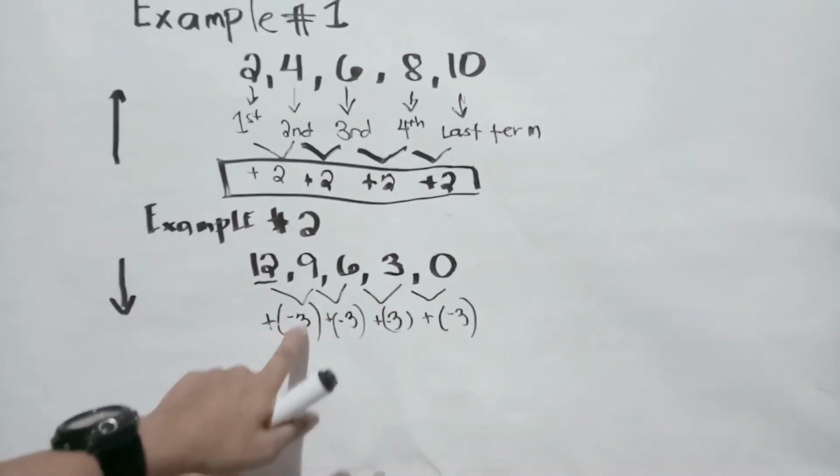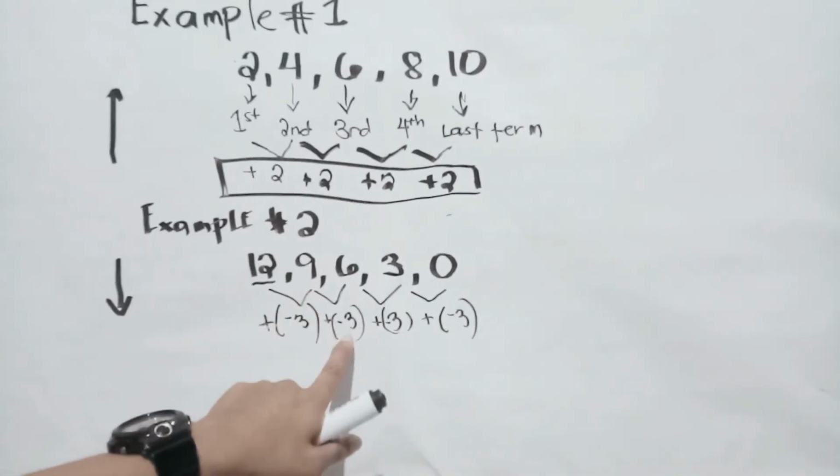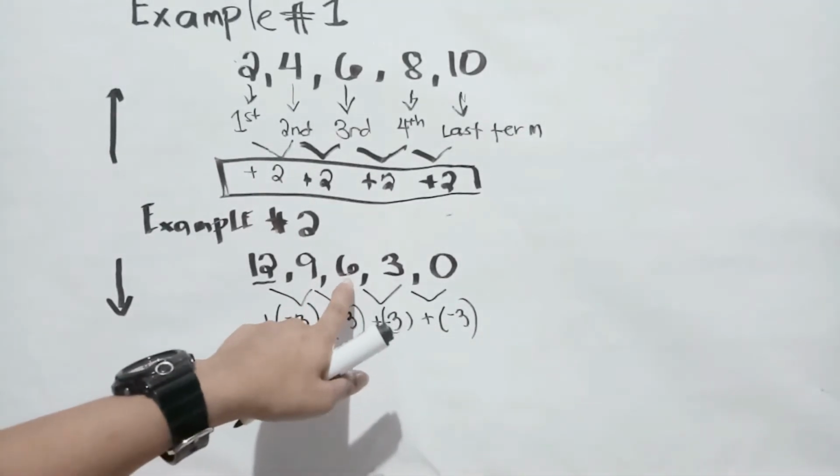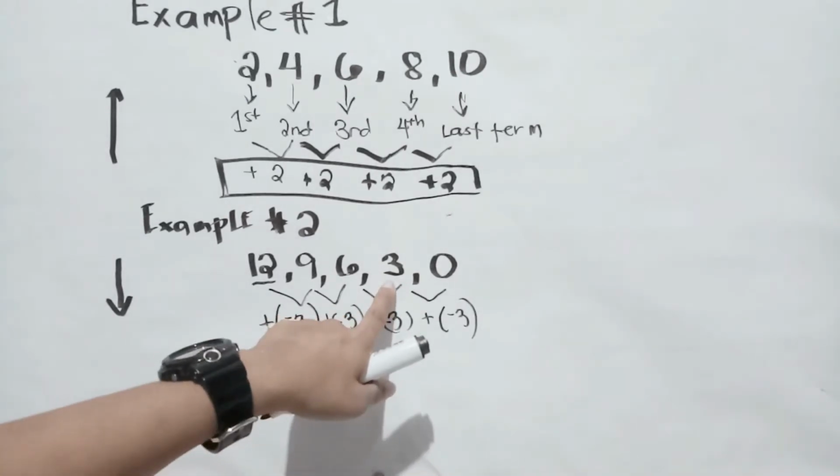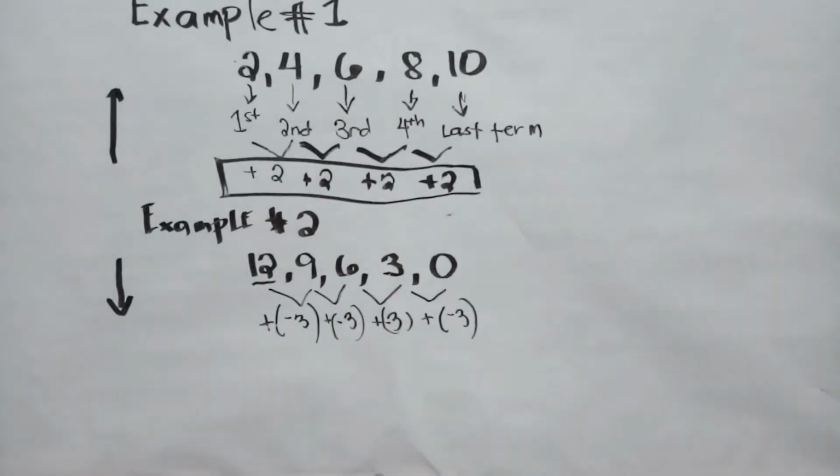12 minus 3 is equal to 9. 9 minus 3 is equal to 6. And 6 minus 3 is equal to 3. 3 minus 3 is equal to 0.